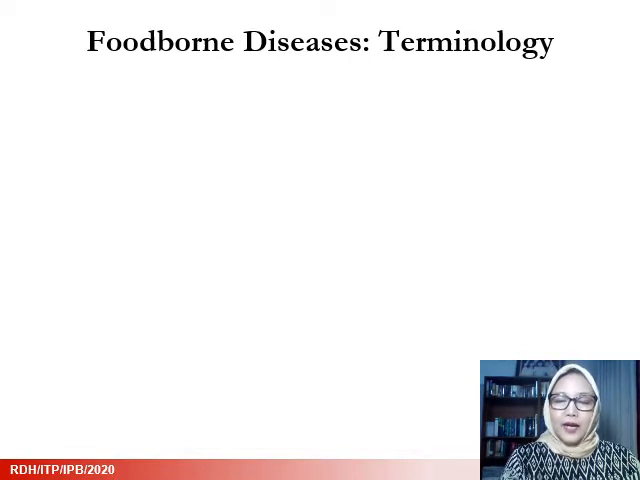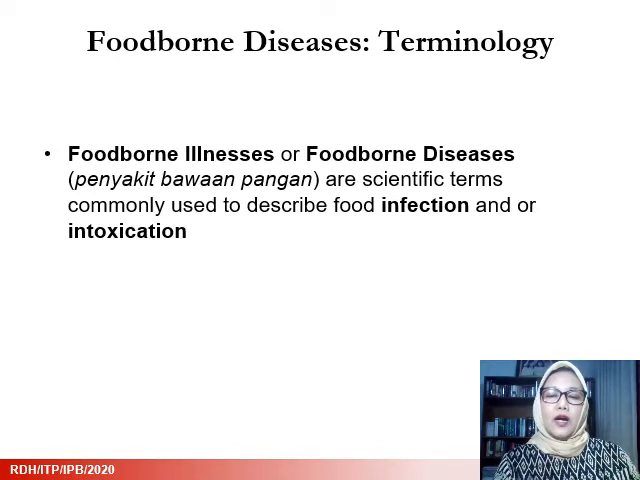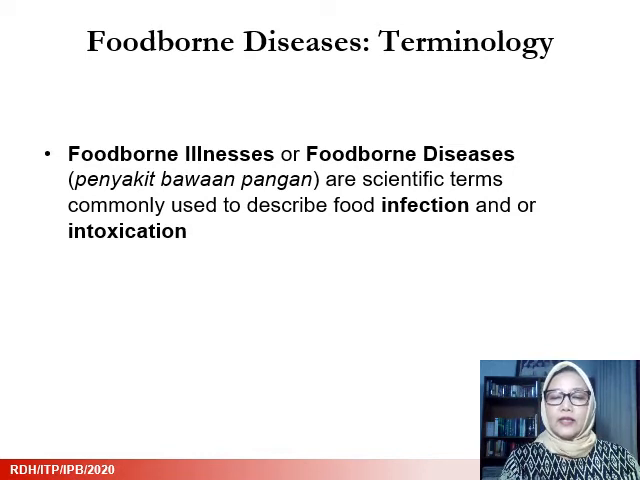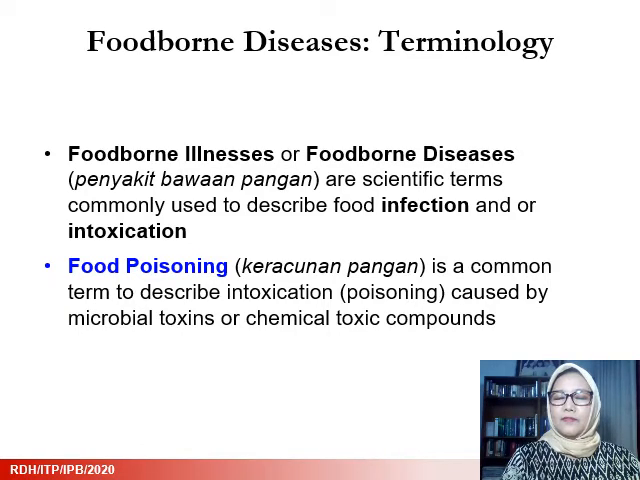Okay, and I would like you also to understand the terminology commonly used. The first one is foodborne illnesses or foodborne diseases. Those are the scientific terms commonly used to describe food infection and or intoxication. Meanwhile, food poisoning is a common term to describe intoxication or poisoning caused by either microbial toxins or chemical toxic compounds.